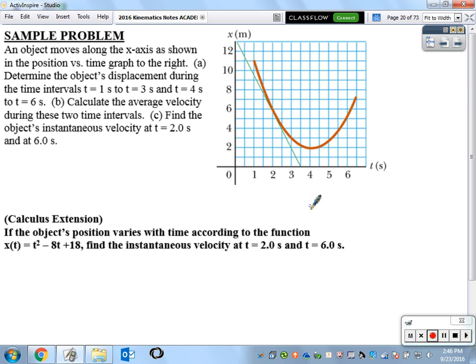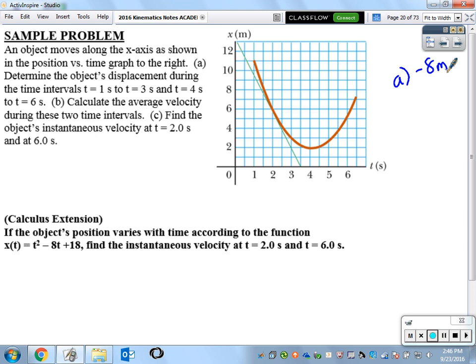So we're expecting a negative displacement, correct? All right. And then what is your final position? 3. What is your initial position? 11. So what would be final minus initial? 3 minus 11 would give you, for part A of this, we'll just say that would be negative 8 meters.